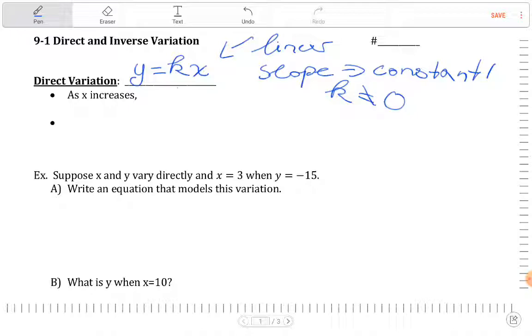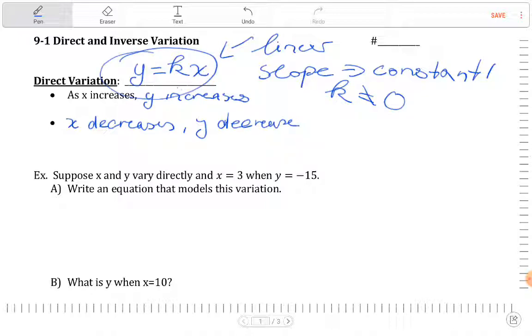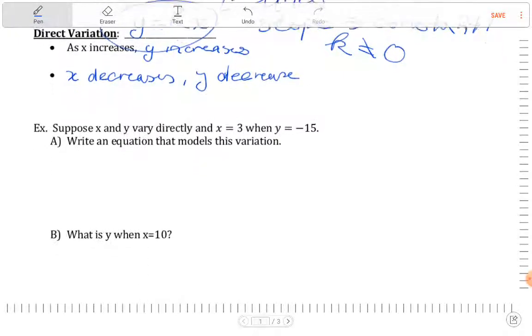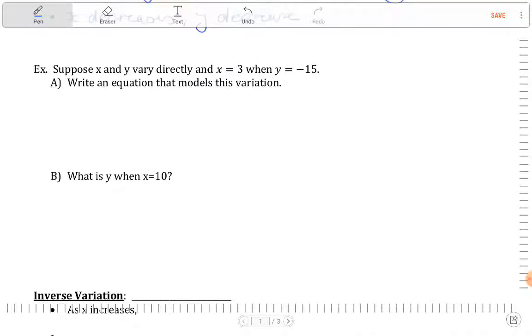So when we look and imagine a slope and a line, as x increases, our y also increases. And as x decreases, our y will also decrease. Remember this form. When it's a direct variation, we're going to multiply the constant k with x to get our y. We're going to use this knowledge now to solve some of those problems.